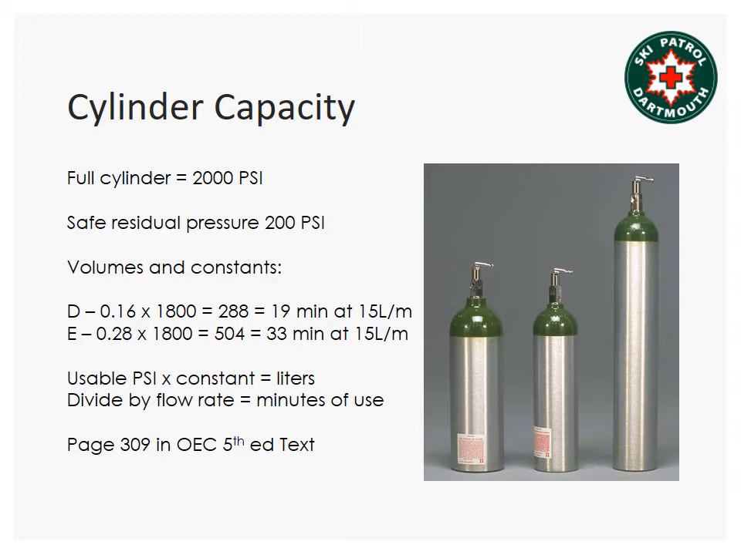Each type of cylinder has a cylinder constant, which allows us to estimate, based on the usable pressure, how much oxygen is contained in the cylinder. So for a D cylinder, which is our most common cylinder, the cylinder constant is 0.16. If we figure we have a safe pressure of 1800 psi, that gives us 288 liters of oxygen inside the cylinder. So at 15 liters per minute flow, which is typical for a sick patient, that gives us 19 minutes to get that patient off the hill.